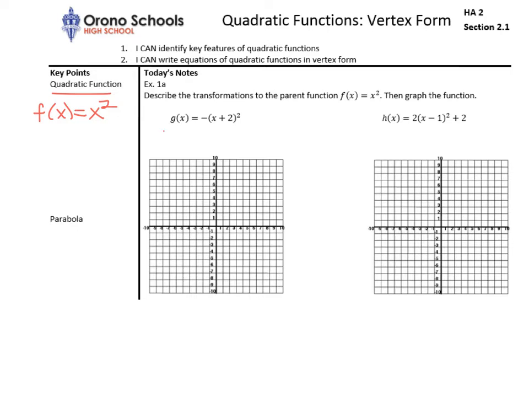The negative is going to reflect over the x-axis, which means the arrows will point down. That's a V right there. And the x plus 2 on the inside moves the vertex 2 units to the left. So we know we're going to go left 2. Notice there's no up or down, so as we look at the sketch of this graph, if we count 2 units to the left, like so, our axis of symmetry would be at x equals negative 2.